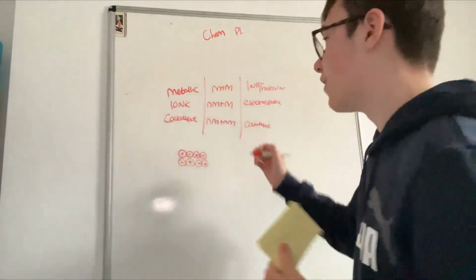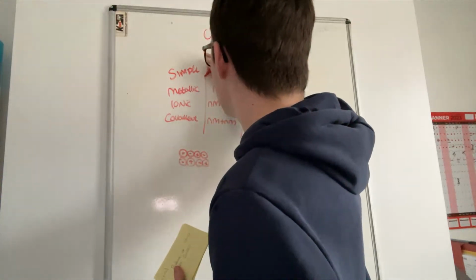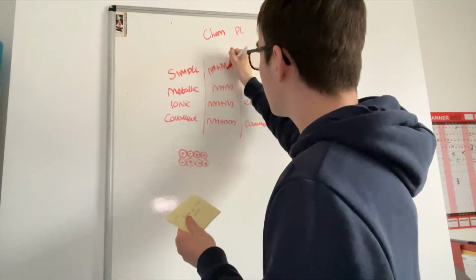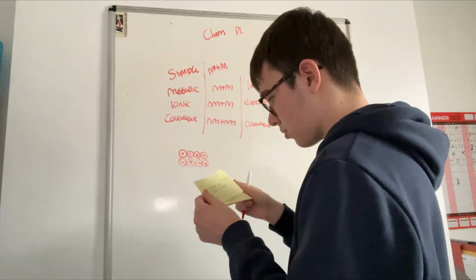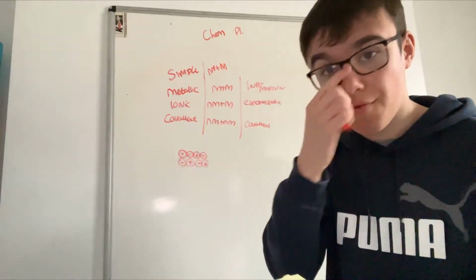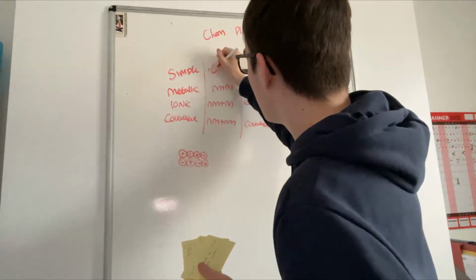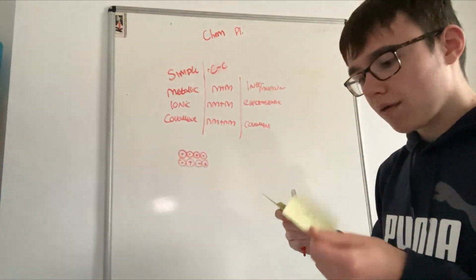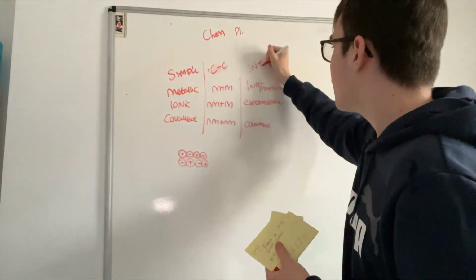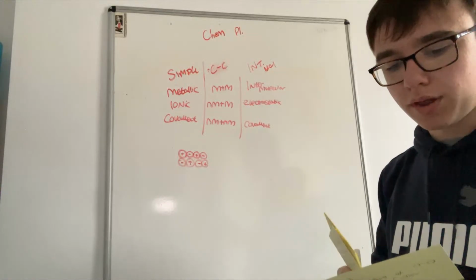Oh, simple covalent, I forgot about them. I believe simple is just non-metal and a metal. No, it's just two of the same element, so for example, carbon and carbon. The properties of those is that they have weak intermolecular forces, which means they're going to have a low boiling point.